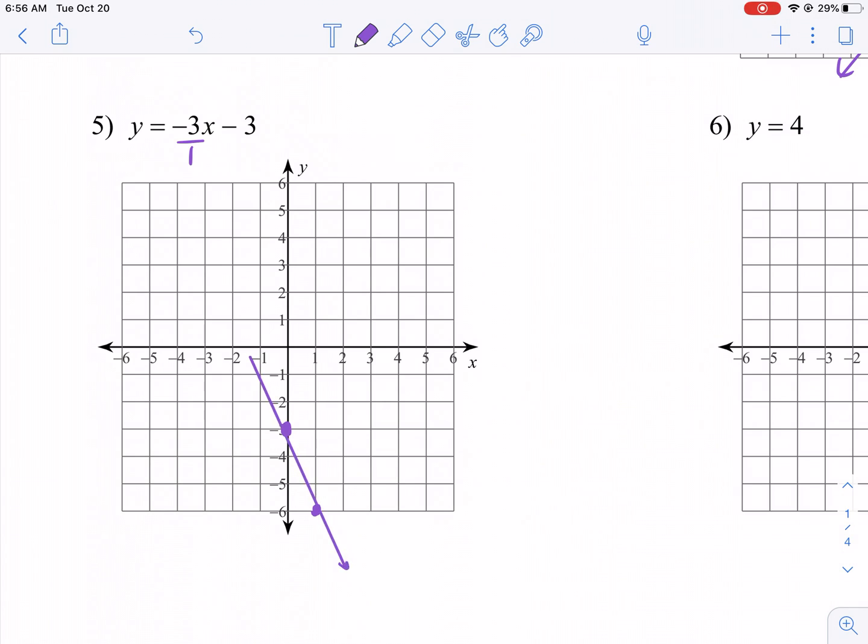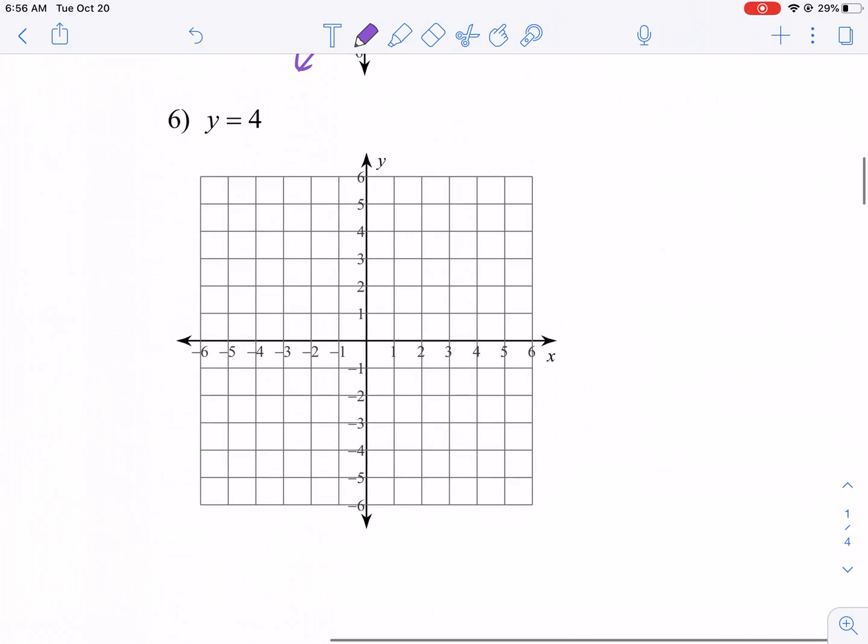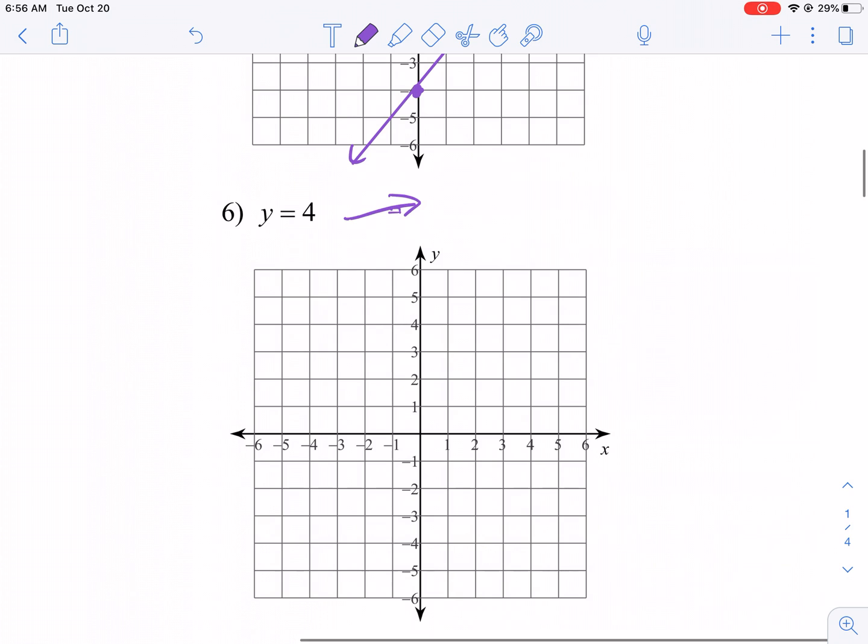Okay. I know I'm cruising through this, but I really want to get to number 6. Okay. Oh my gosh, there's not even an x this time. What does that mean? Well, remember, the y-intercept is always the number that's by itself with no x. Okay. So we know our y-intercept is 4. Boom. There's 4. But what about the x?